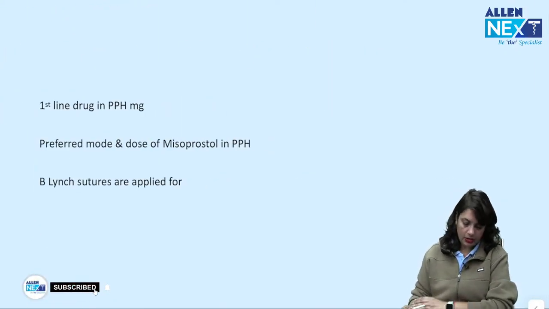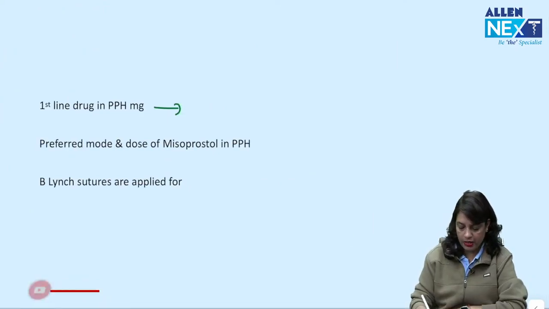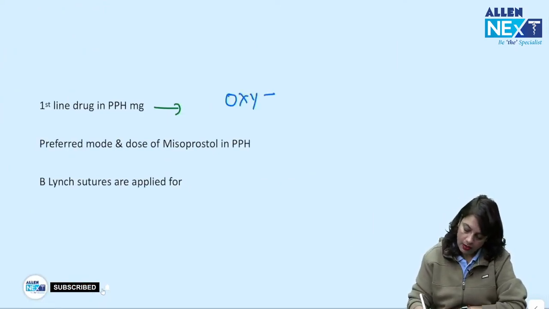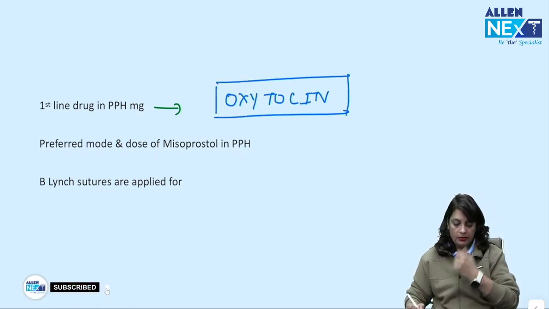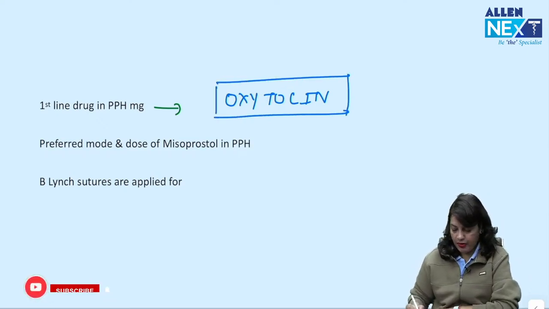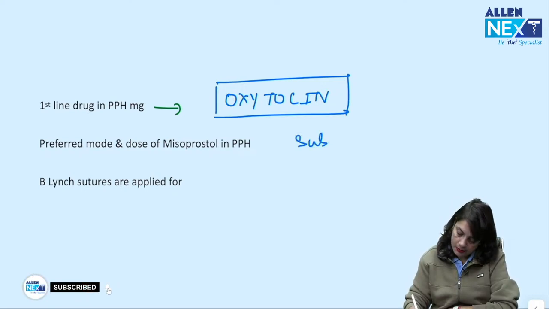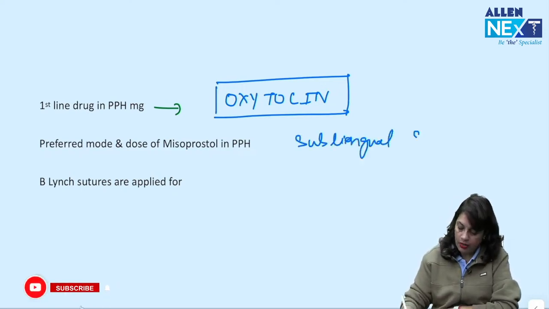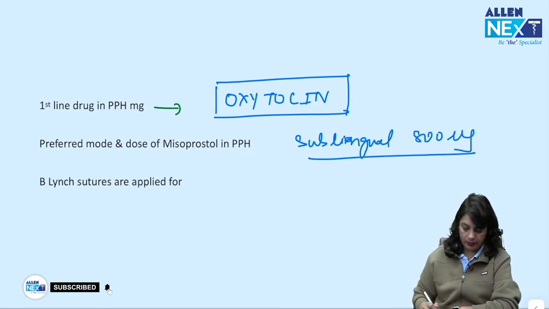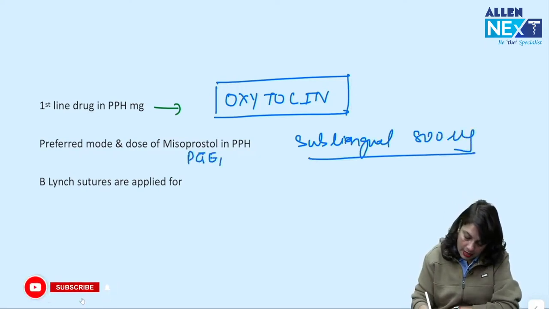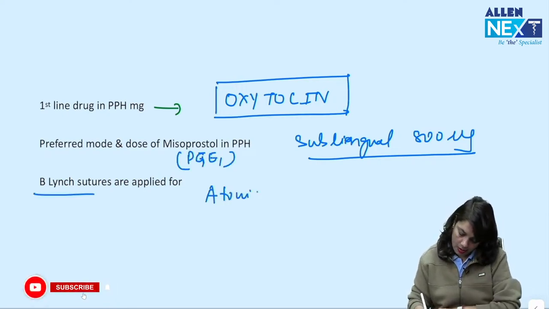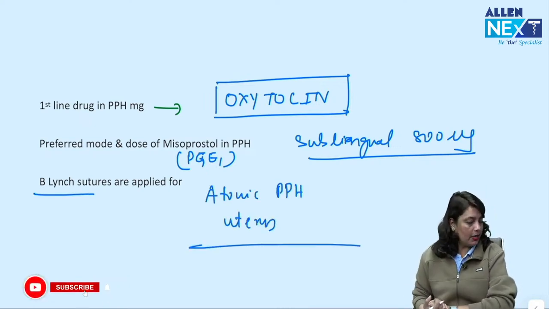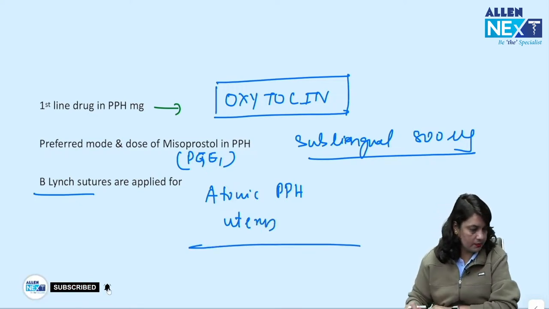Okay. Next, first line drug for PPH management is oxytocin, because its onset of action is fast. Preferred mode and dose of misoprostol in PPH is sublingual 800 micrograms. Misoprostol is a prostaglandin E1 tablet. B-Lynch sutures are applied for atonic PPH in the uterus.